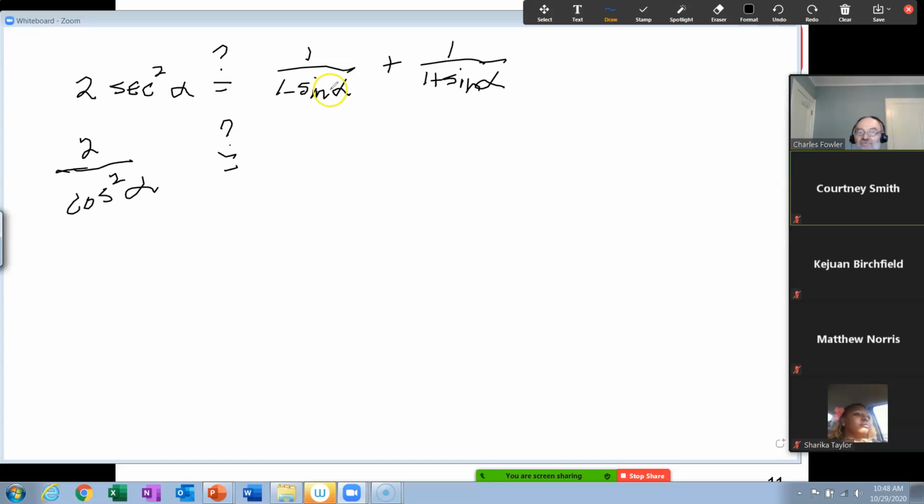Here you have the sum of 2 fractional forms. The only way you can add them is if you have least common denominators. What are the least common denominators? The product of the 2. So the product of these 2 denominators is 1 minus sine alpha times 1 plus sine alpha.